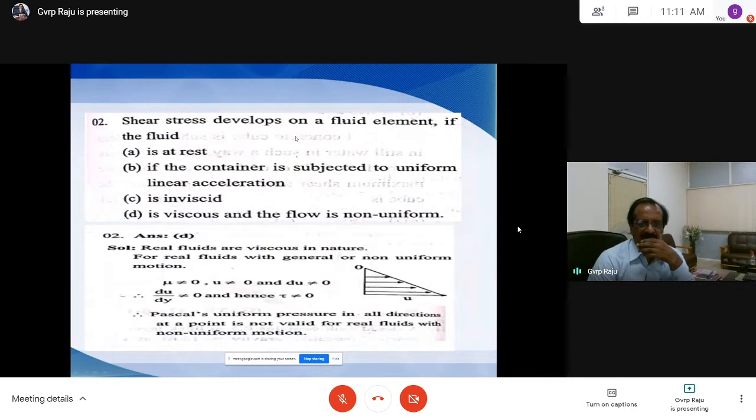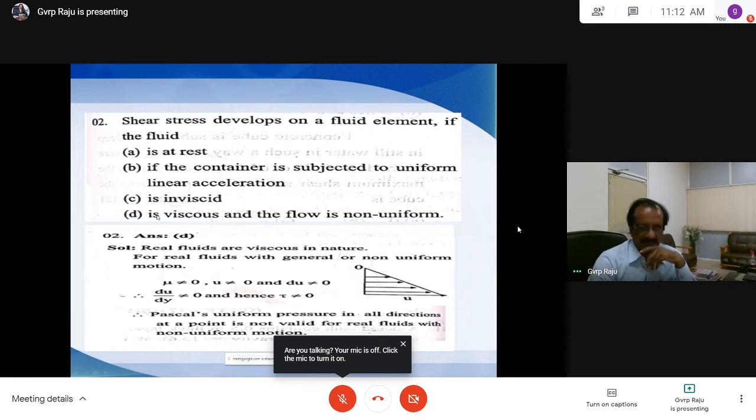Shear stress develops on a fluid element if the fluid is... Straight away, no explanation is necessary. It is viscous and the flow is non-uniform. Shear stress develops only when it is viscous. The shear stress is mu into dV by dx. Without mu, we cannot expect any shear stress. When mu is equal to 0, the shear stress is 0. So the answer is viscous, and the flow is not necessary; no more time is needed for this. So D is the answer. Shear stress exists only if it is viscous.